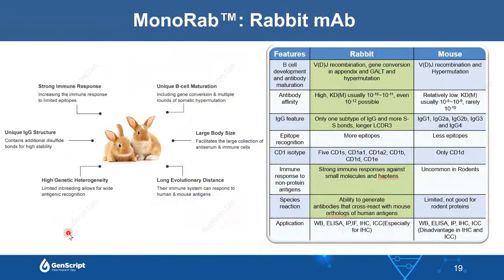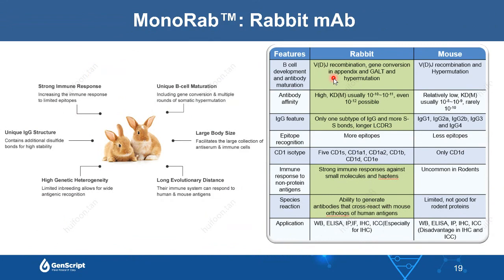What's so special about monoclonals derived from rabbit hosts? Rabbits have a robust and unique immune system. Rabbit-generated antibodies provide high specificity, affinity, and more diversified antibodies compared to rodents. Let's have a closer look at the differences between rabbit and mouse-generated monoclonal antibodies.